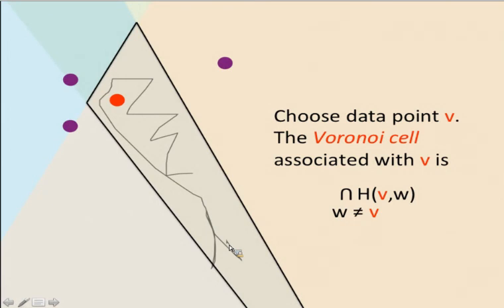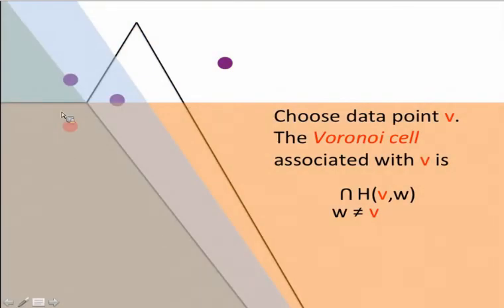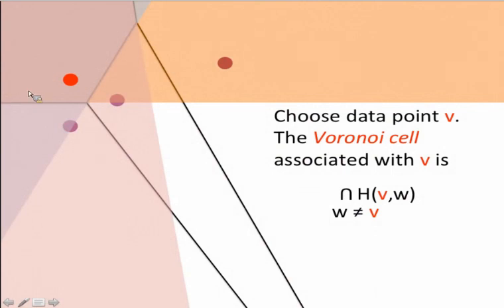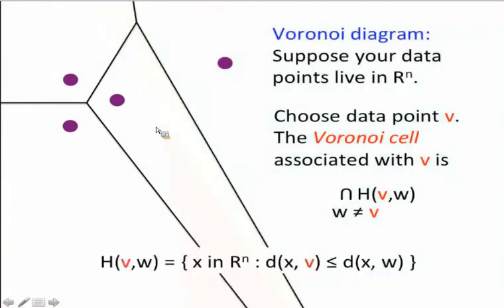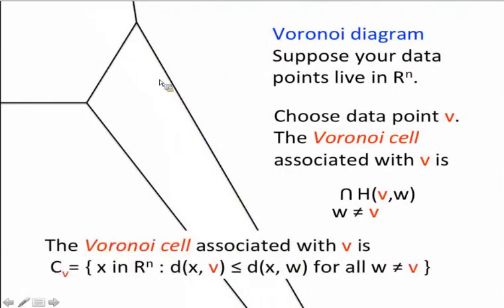We can do this for lots of the other ones, so now I'll let this one be the red point, and I'll get this cell here for this red point. We can then do it for the next point, get another Voronoi cell, so now I get this Voronoi cell for this one right here. And if I do it for the last one here, we can see that we have this Voronoi cell. And so this is the Voronoi diagram right here.